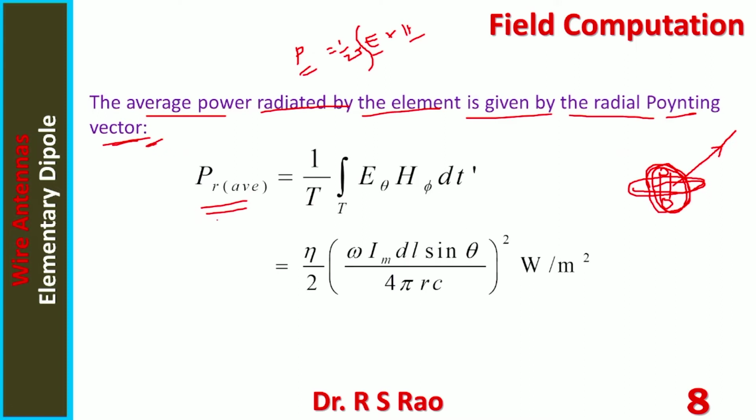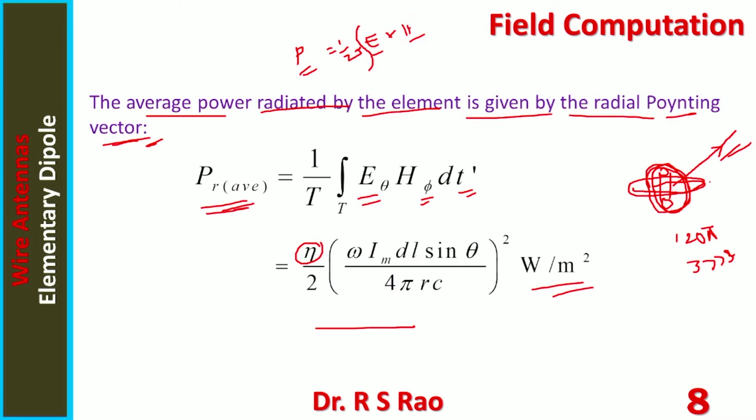Here we are considering the radial part, the power that is moving away. It can be shown equal to 1 by T integral over T of E theta H phi dt prime. E theta is available, H phi is available. Substitution and a little bit of manipulation gives us eta by 2 times (omega Im dl sin theta by 4 pi r c) whole square watts per meter square. Here eta is the intrinsic impedance of the medium in which the radiator is located. If it is free space, then it is 120 pi or 377 ohms.